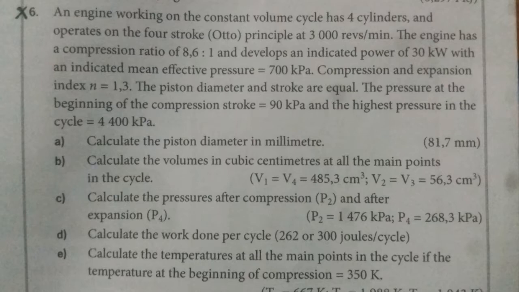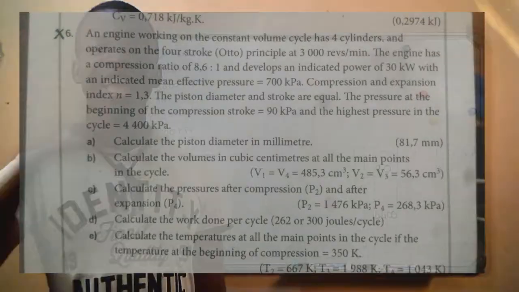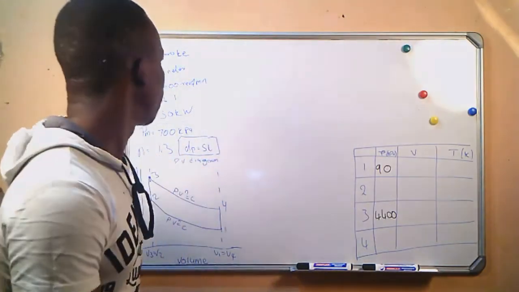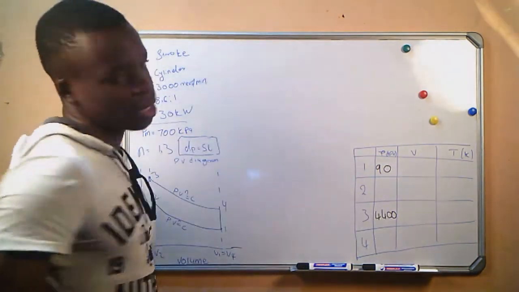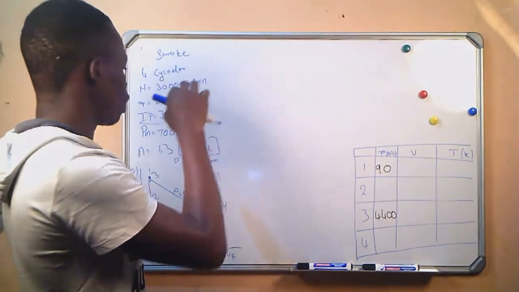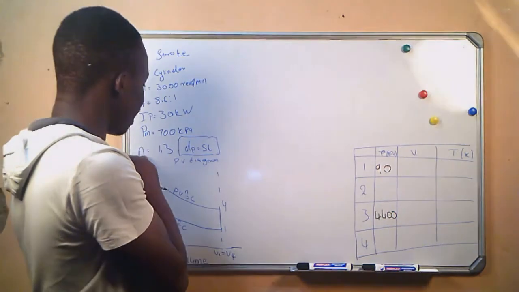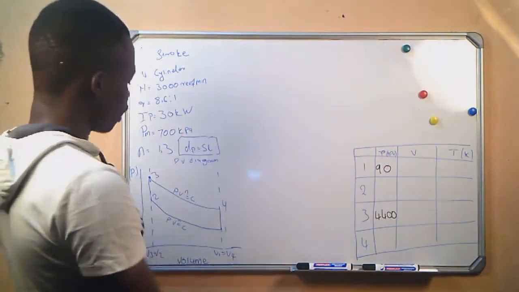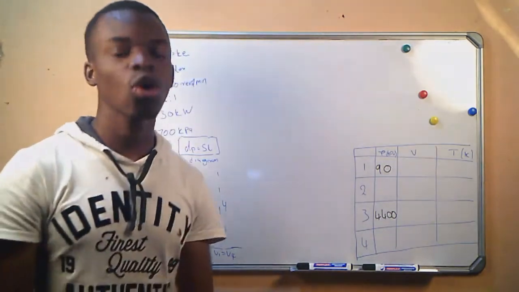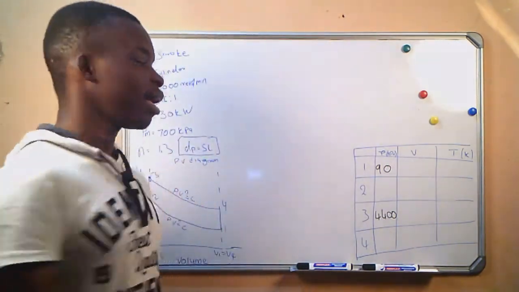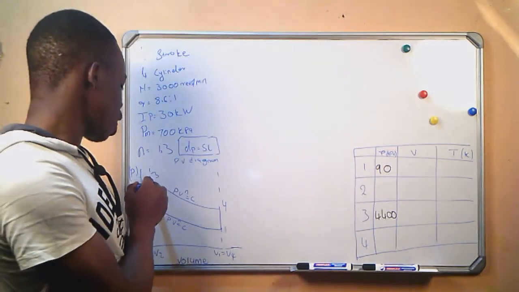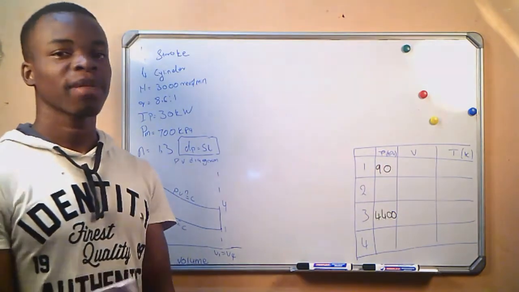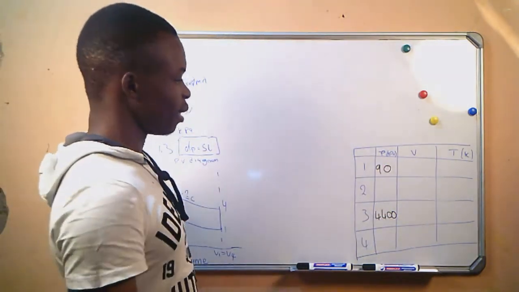And then question number 5, calculate the temperatures at all the main points in the cycle if the temperature at the beginning of compression is 350 kelvins. And this is the information that we are given. We are told that the engine is a 4-stroke 4-cylinder engine. We are given the rotational frequency, the ratio, the indicated power, the mean effective pressure, the index of the polytropic law, and we are told that the piston diameter is equal to the stroke length. They gave us pressure number 1, and then they told us that the highest pressure in the cycle is 4,400. We know by now that the highest pressure will occur at point number 3, which is where we are going to place it.